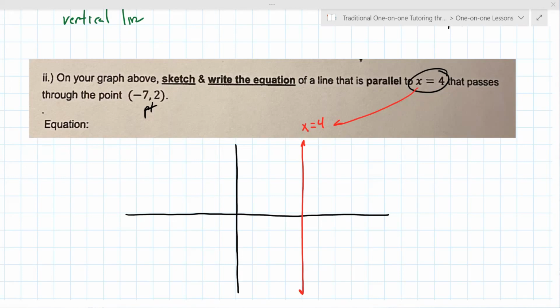Okay. So I have to grab that line. I have to put lines. Nope, this is a point. -7, comma 2 is a point. I want you to graph that point on your graph somewhere. And again, I recommend making a new graph, but it's up to you if you want to reuse the old one.